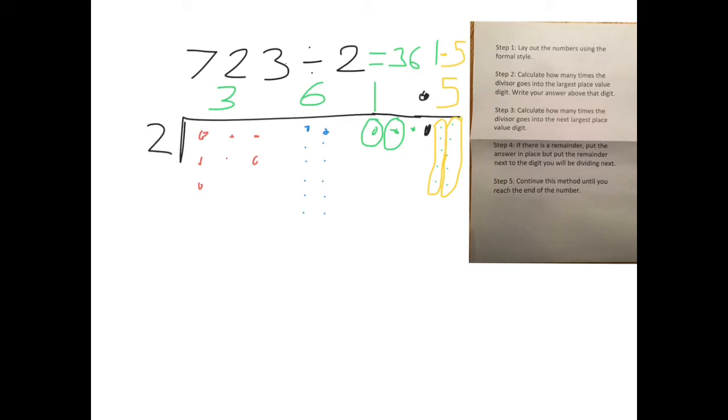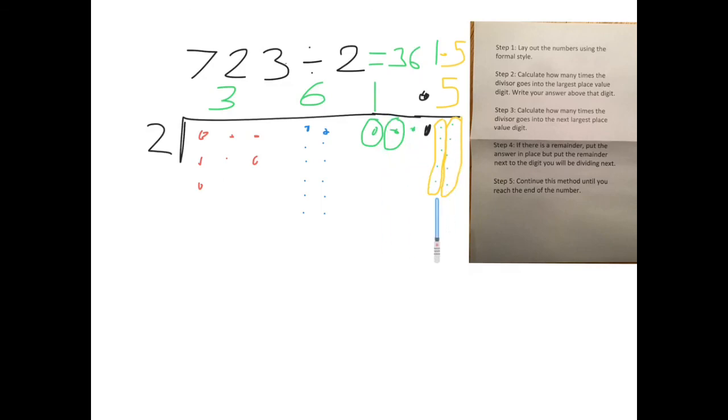And in fact, this time, if you go back and watch, we've actually done step 4, because it says if there was a remainder, which there was here, you've got to put the answer into place, which we did, but put the remainder next to the digit you will be dividing next, which we did. We carried this spare 100 over to here, which is where we got this 10 lots of 10 added onto this column. We didn't have a remainder here, so we didn't carry it over here, but we did here, which meant we had to carry it over here.